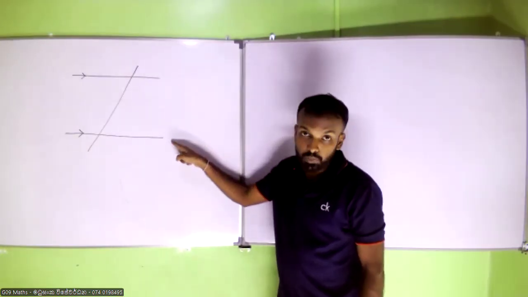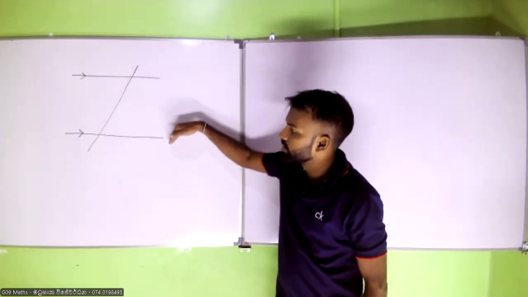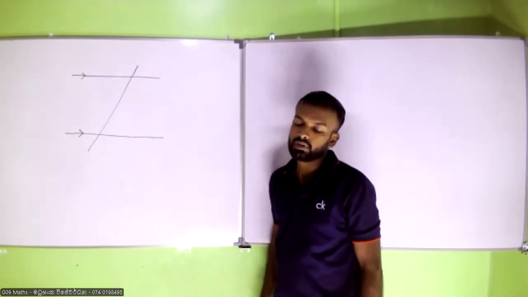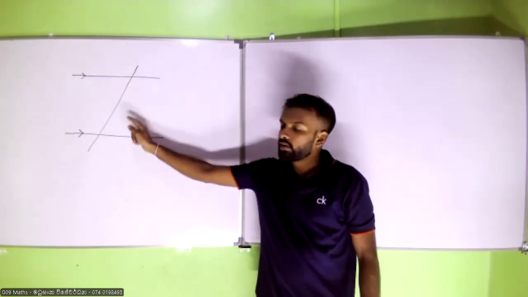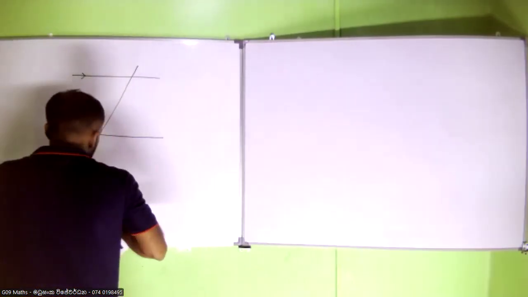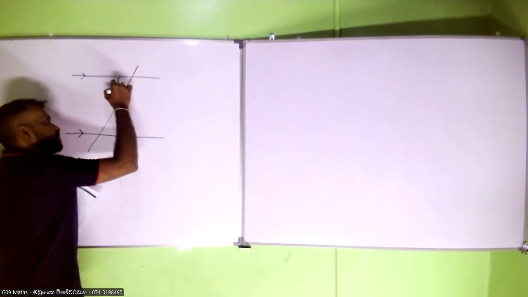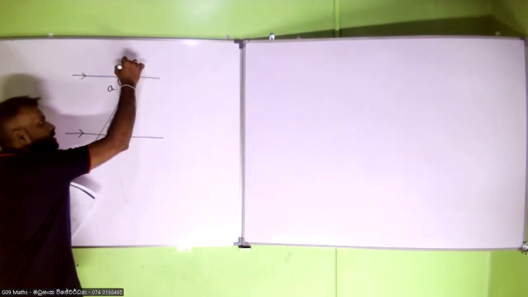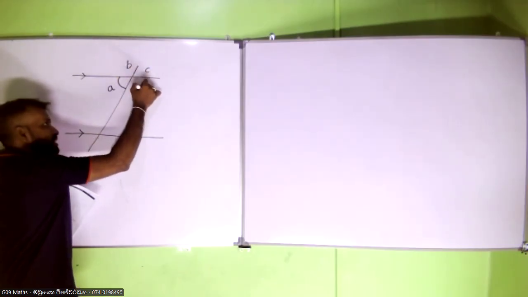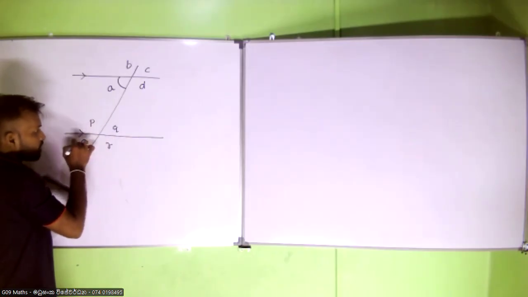In this case, this is a special case. The specialty is that these two straight lines are parallel to each other. Keep that in your mind. So two parallel lines crossed by a single straight line is called a transversal. Now, let me label this as A, B, C, D, and this as P, Q, R and S.